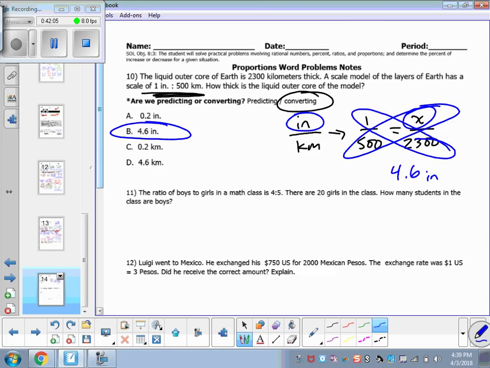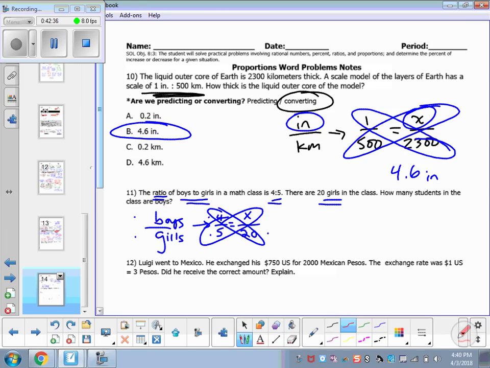All right, number 11, really easy question. The ratio of boys to girls, so we're comparing boys to girls, in a math class is 4 to 5. Boom. So 4 to 5. There are 20 girls in the class. So how many are boys? Notice we don't need to worry about the total number of students here. The ratio of boys to girls is 4 to 5. And we know there are 20 girls in the class. So we can cross multiply and divide. Or a lot of you are going to catch that the scale factor is 4. So 4 times 4 is 16 boys.